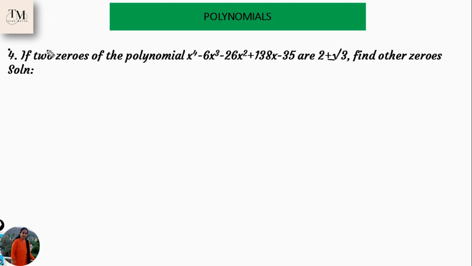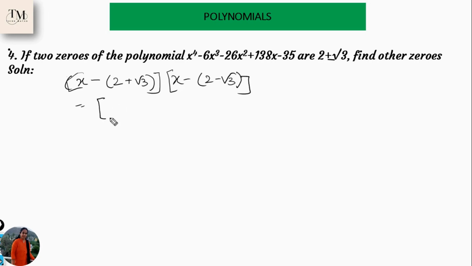Okay, so since the two zeros are 2 plus or minus root 3, these will become factors, that is x minus (2 plus root 3) and x minus (2 minus root 3), which is equal to, so I am interchanging this, that is I am writing x minus 2, clubbing x minus 2 and keeping minus root 3 outside, here minus root 3.